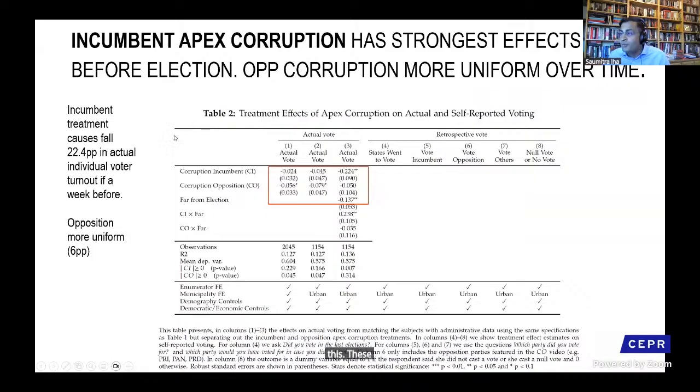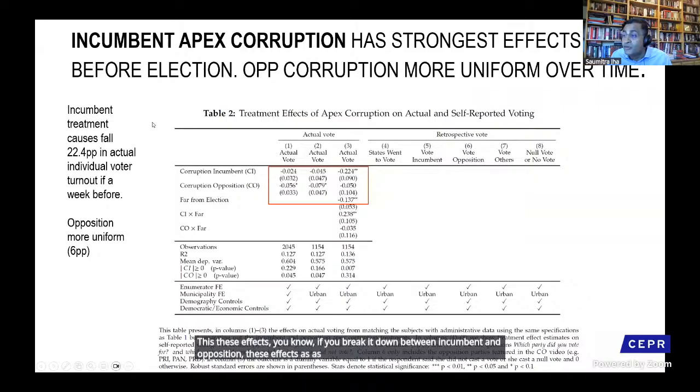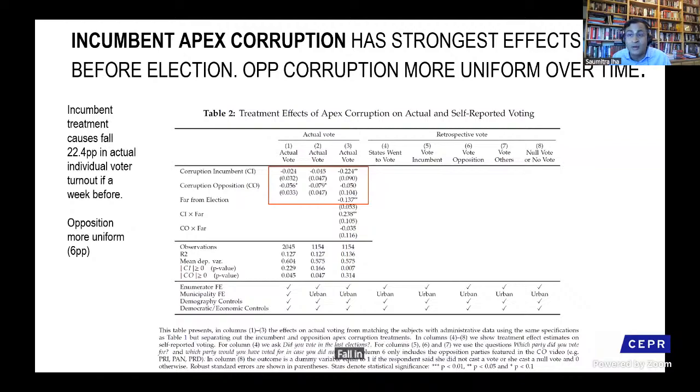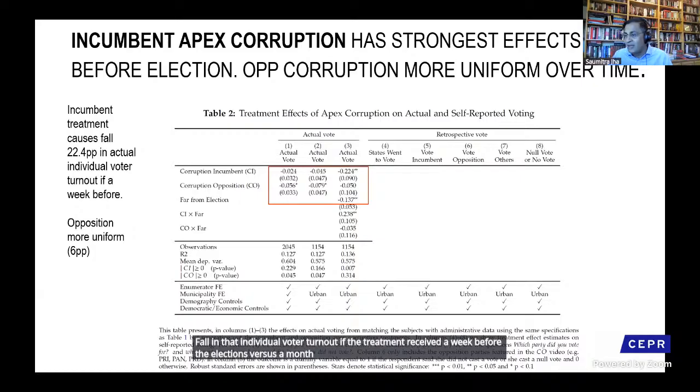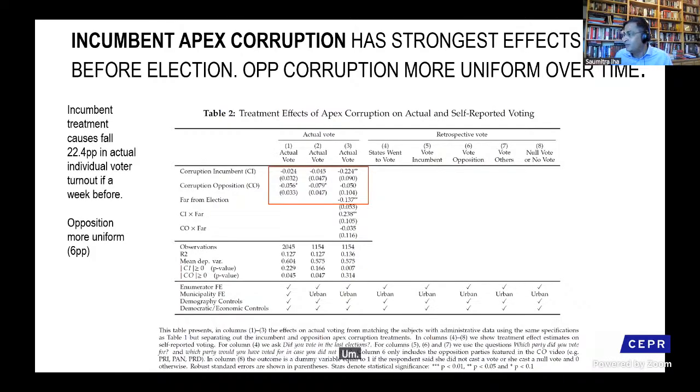If you break it down between incumbent and opposition, these effects are, as we expected, even stronger for the incumbent treatment, and particularly so, a striking 22.4 percentage point fall in individual voter turnout if the treatment was received a week before the elections versus a month. Whereas the opposition effect was more uniform over the course of that month. We think this is because there was extensive campaigning during this intervening period as well, which had some offsetting effects if you got the treatment earlier and the incumbent treatment.